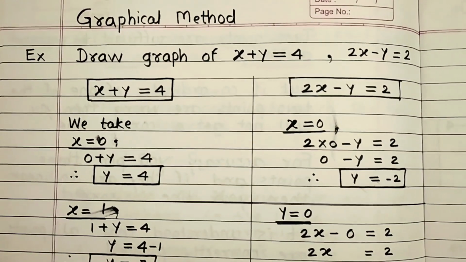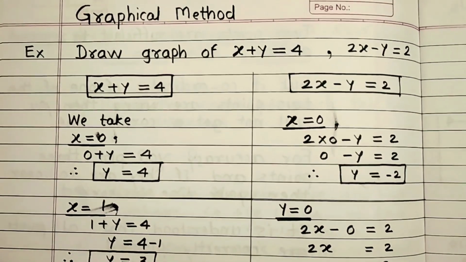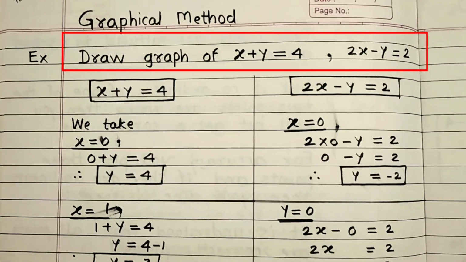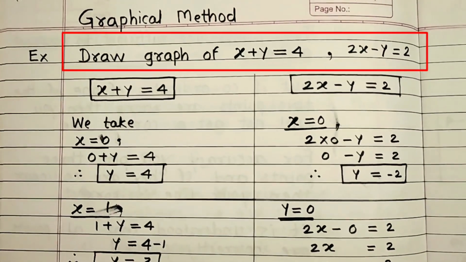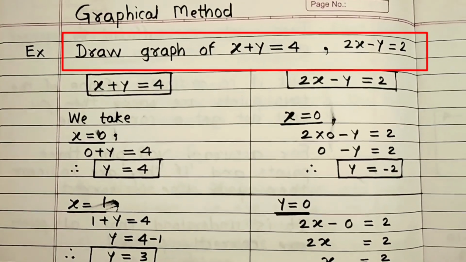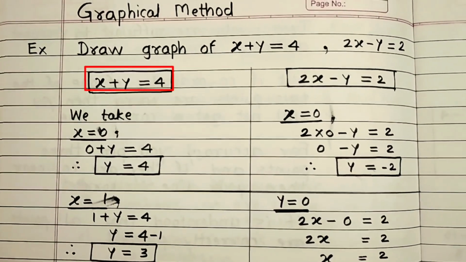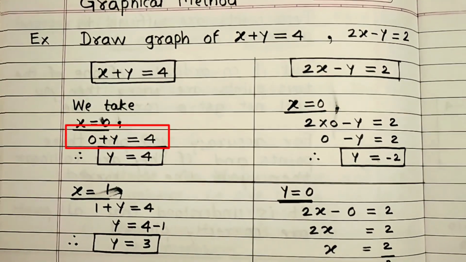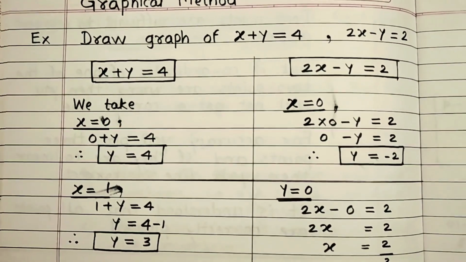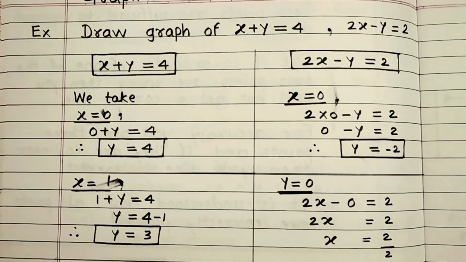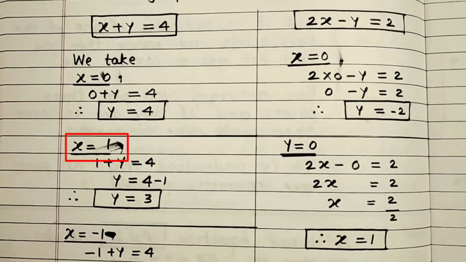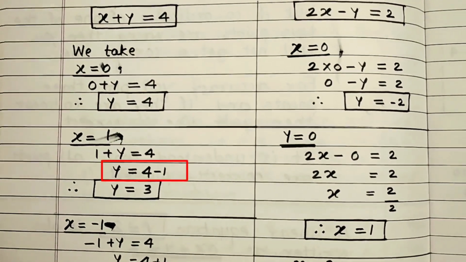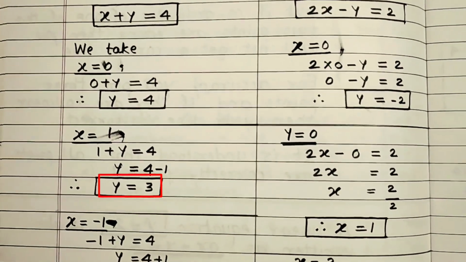Graphical method: solve linear equations in two variables. Example: draw graph of x plus y is equal to 4 and 2x minus y is equal to 2. First, x plus y is equal to 4. We take x is equal to 0. 0 plus y is equal to 4. Therefore, y is equal to 4. Now we take x is equal to 1. 1 plus y is equal to 4. Y is equal to 4 minus 1. Therefore, y is equal to 3.